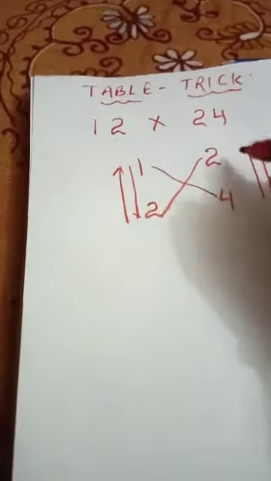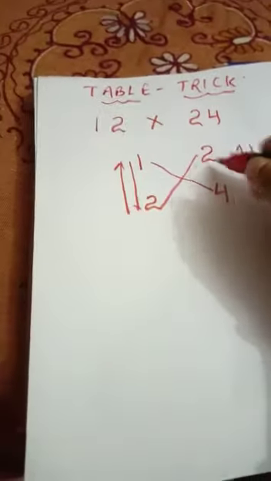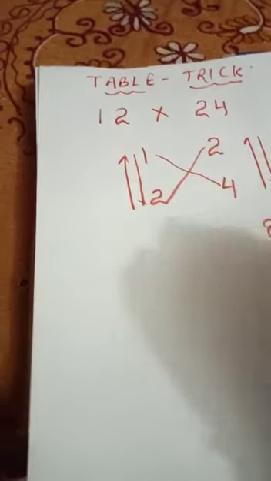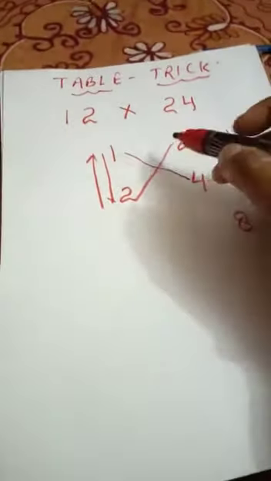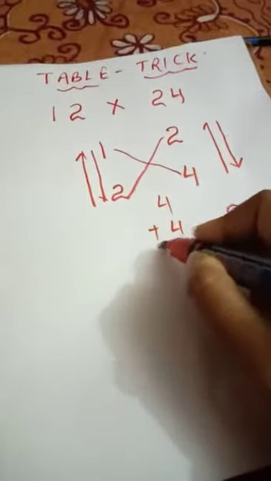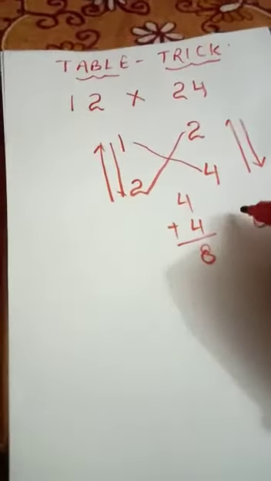So start from this side, the right side, 2 with 4. 2 4s are 8. Okay, single digit I am writing here. Now I am doing the cross multiplication. 1 4 is 4, add 2 2s are 4. So 4 plus 4 is 8. Write 8 here.